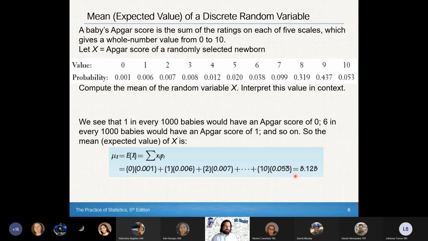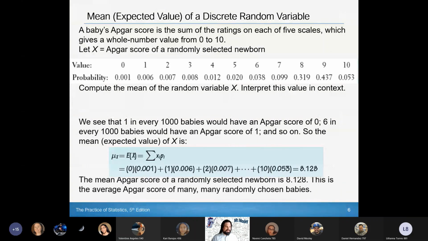Push that all through our calculator and we get 8.128. The mean APGAR score of a randomly selected newborn is 8.128. This is the average APGAR score of many, many randomly chosen babies. So this is what we would expect: a score of about an 8 if we randomly selected many, many babies. We would average right around 8.